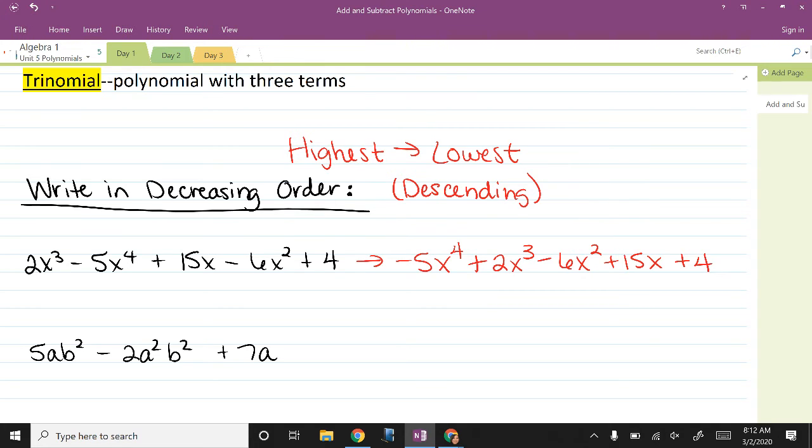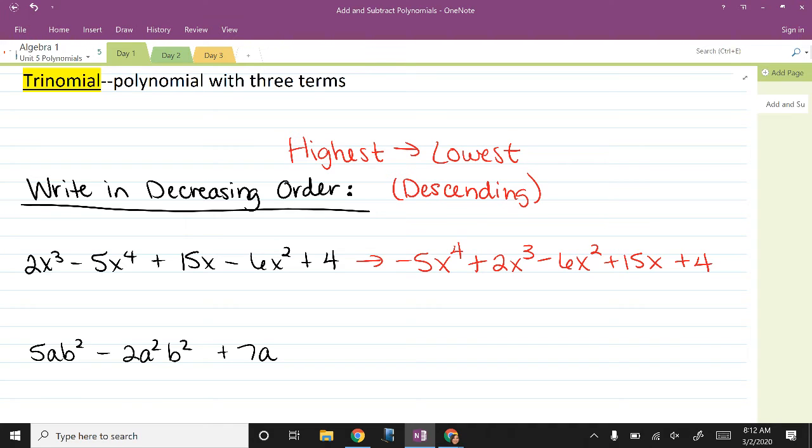So the second, what kind of polynomial is that? Yeah, it's got 3 terms, so it's a trinomial. Very good. So the first one, we don't have a name. We just call it a polynomial, okay? But this one is actually a trinomial because it has 3 terms.